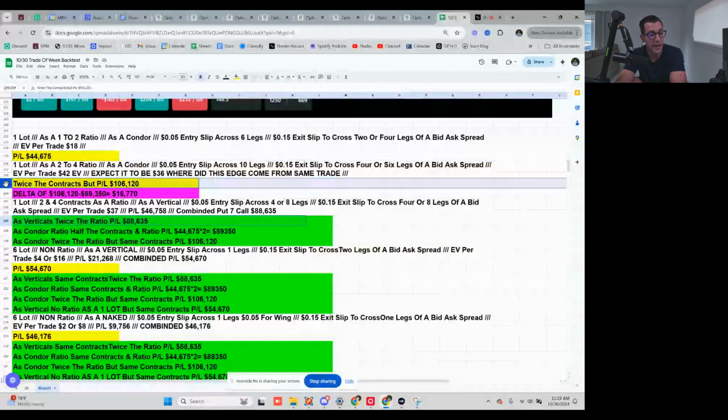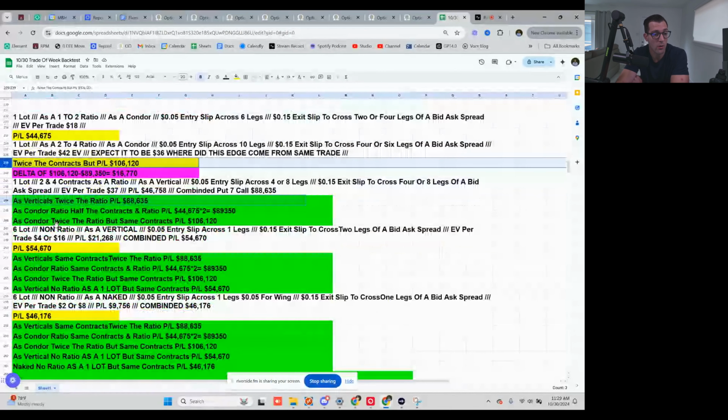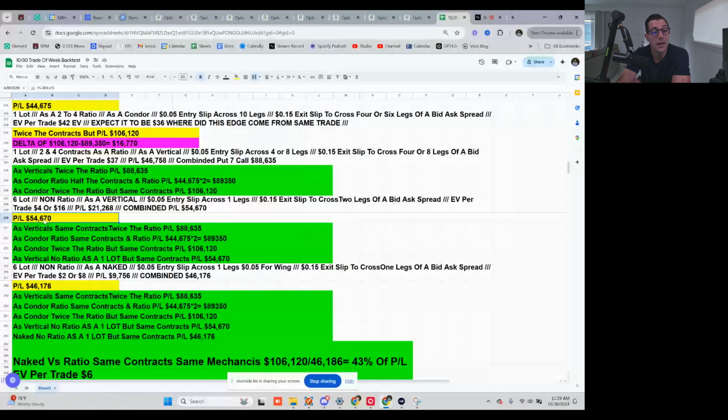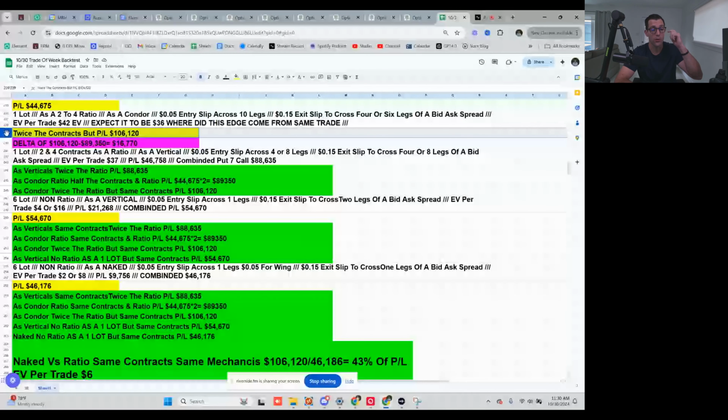Now, the next one is on a non-ratio, which means we're just testing a one lot put with 2 contracts or a one lot call with 6 contracts. And now we basically get a $54,000 P&L. Again, same exact contracts, same exact entry and exit slippage assumptions. However, our expected value is now half of what we would have made when we traded as a condor. So you can clearly see, this is what I'm trying to show you, there's no edge in that trade. Your edge is all just from your assumptions, which are off. This is why no one's getting those results as they're trading.